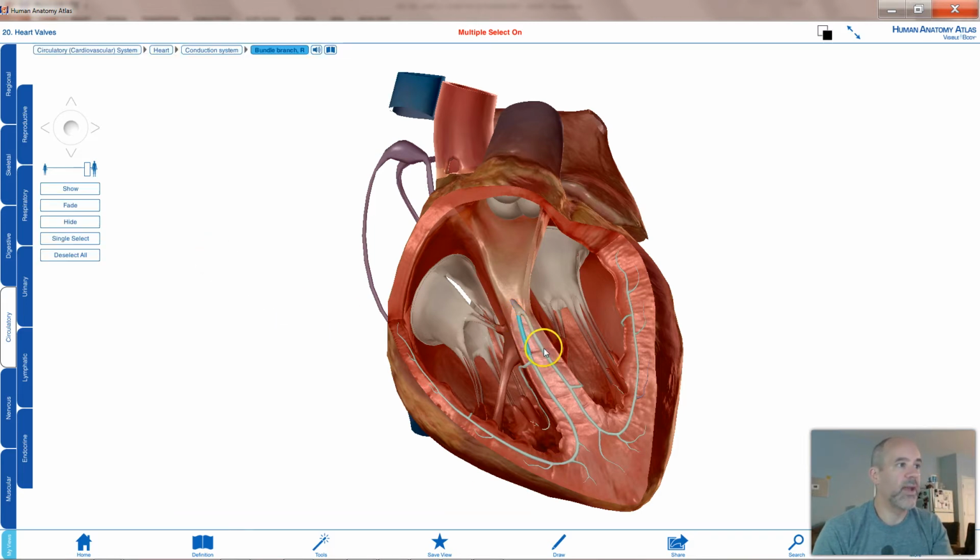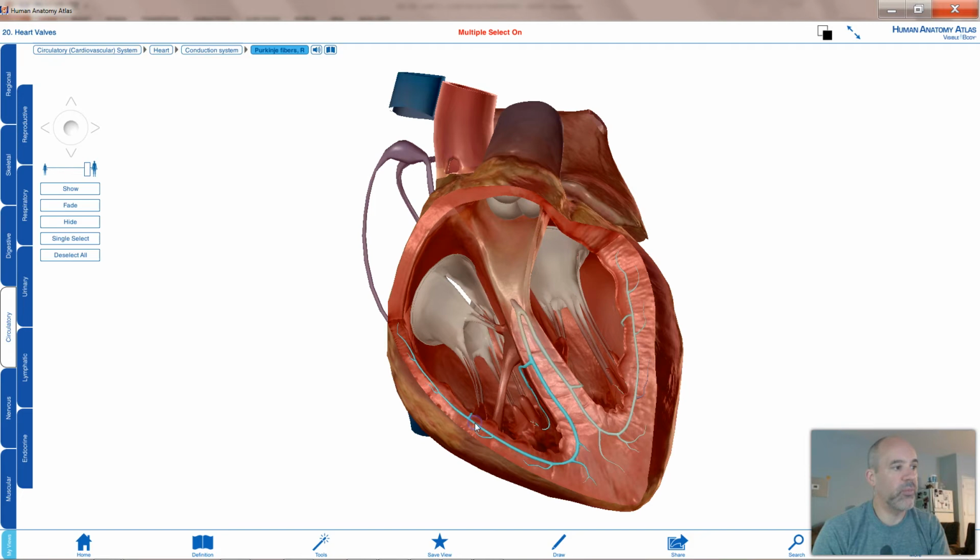Then it spreads there and there. These are called your bundle branches that are within the interventricular septum, that wall between the left side and the right side. The action potential spreads. All this white stuff you see on here are parts of the intrinsic conduction system.